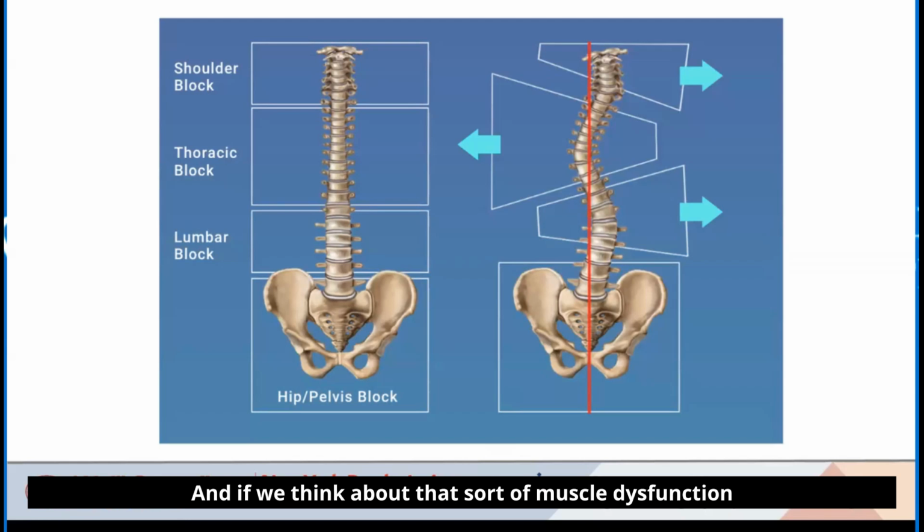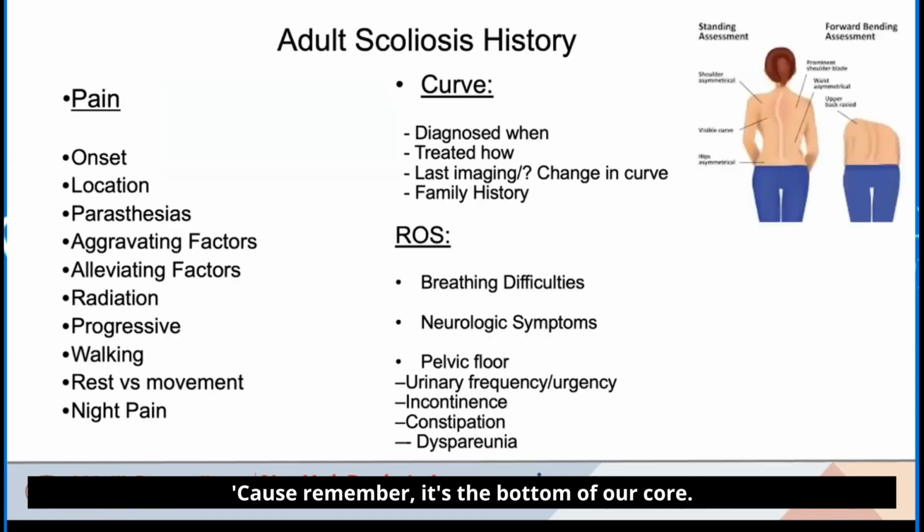And if we think about that sort of muscle dysfunction that happens along the spine, of course, because the pelvis is such an important piece of that, we want to really think about the pelvis and the pelvic floor as well as part of that. Because remember, it's the bottom of our core.